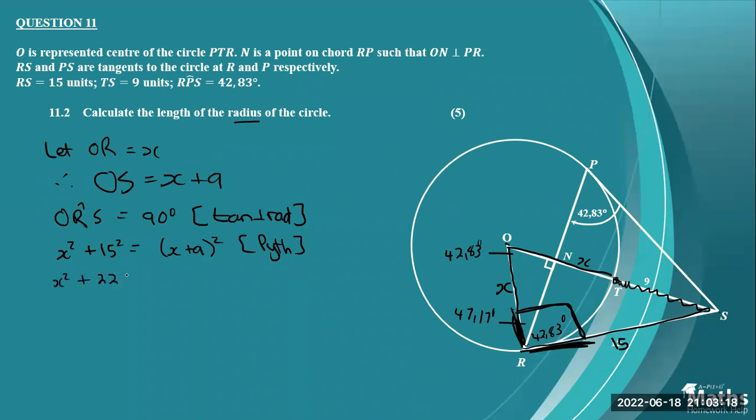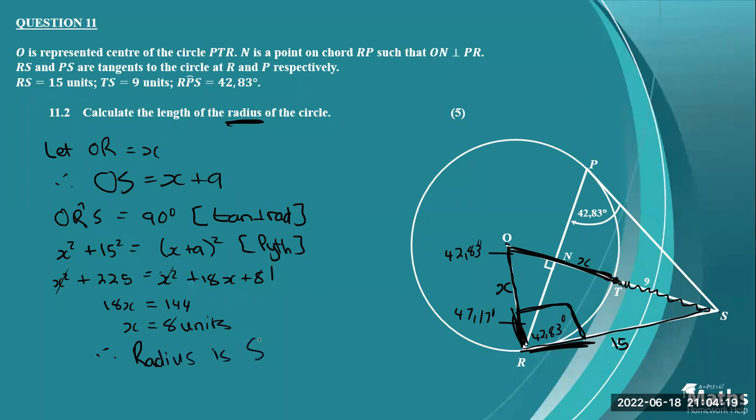X squared plus 225. Let's see, is it going to be a trinomial or not? The x squares will cancel out. And therefore, you can say 18x will be equal to 144 if you subtract. So x is equal to 8 units. Okay, so now we have, this whole one is 8 units. And we had to figure out the radius. Okay, that's all we actually had to figure out here, was that radius. We didn't have to figure out RN at all. So therefore, radius is 8 units. Okay. Thanks for watching.